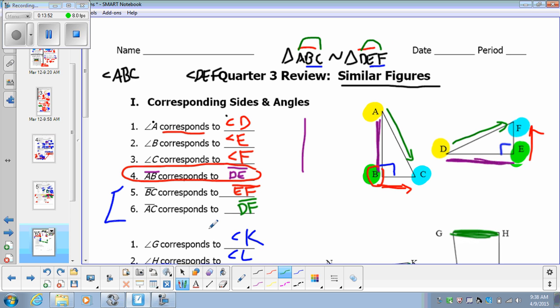So now what I want you guys to do is pause, and try to do the next one on your own. You can see the first two, the answers are already filled in for you, but I want you to pause right now and try to fill in the corresponding angles and the corresponding sides in the next section. So hit pause right now and do the next 1 through 8.